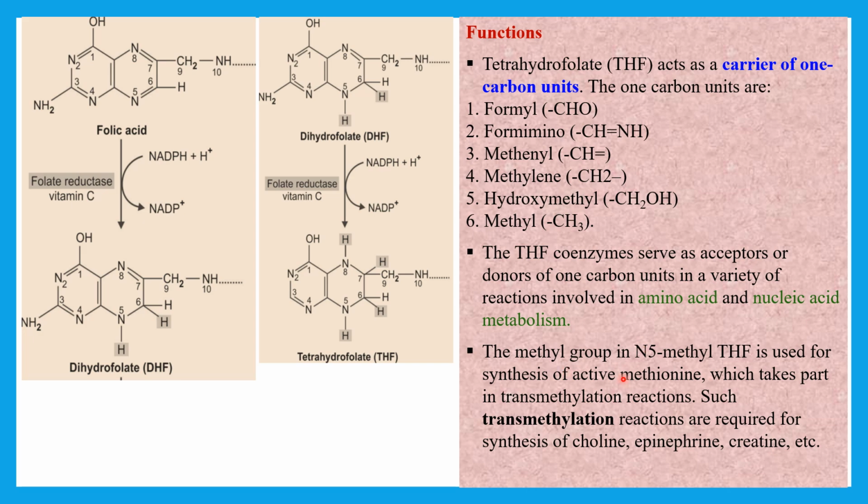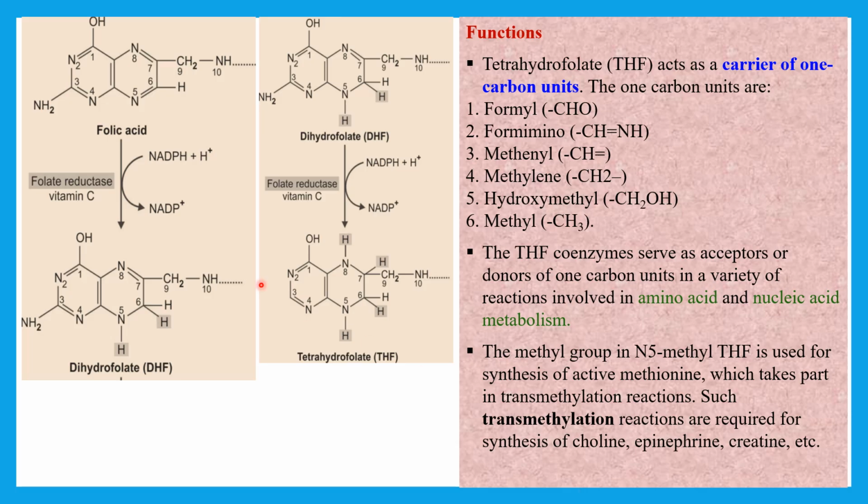The methyl group in N5-methyl tetrahydrofolate is used for synthesis of active methionine, which takes part in transmethylation reactions. We have already discussed this when I talked about methionine metabolism. Such transmethylation reactions are required for synthesis of choline, epinephrine, creatine, etc.